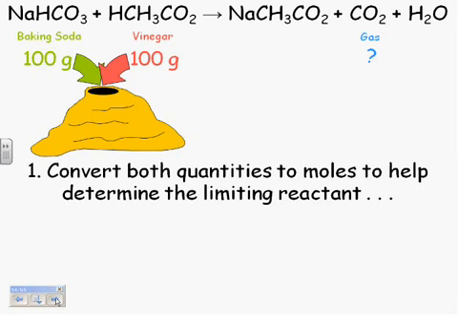In order to figure out which one's going to run out first, what you have to do in a limiting reactant problem is, if they're given to you in masses, convert them into moles and compare moles. We can't compare masses. I can see from looking at this reaction that it is a 1-to-1 reaction. However, that doesn't mean that 100 grams of baking soda and 100 grams of vinegar is going to be nice and cute, because again, a particle of baking soda doesn't weigh the same as a particle of vinegar, so we're going to have a problem here. Convert both quantities to moles, and then we can compare the quantities more accurately.